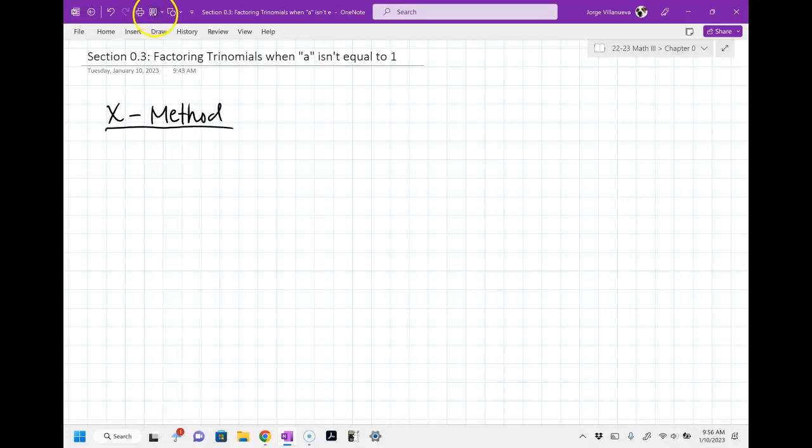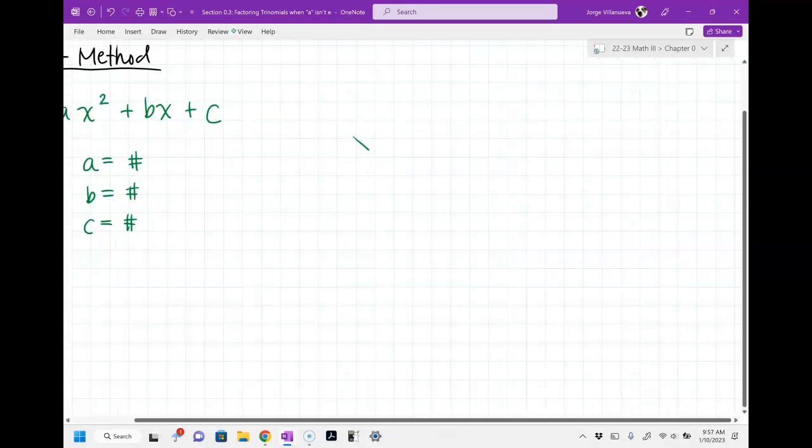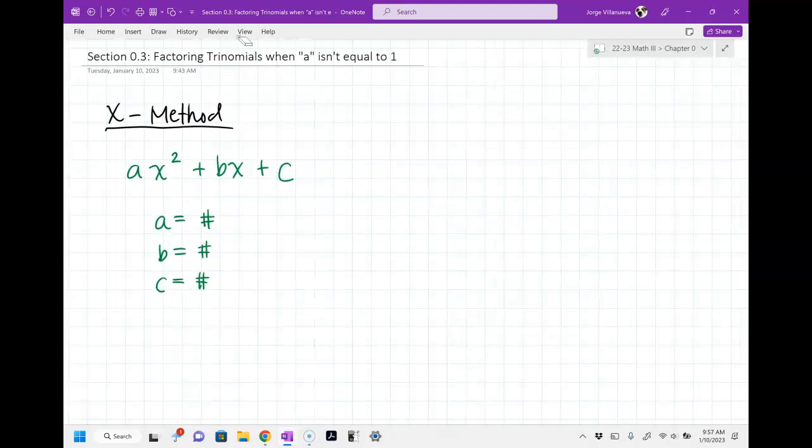You're going to be given a function that looks something similar to this, where a, b, and c are numbers, right? So a is equal to some number, b is equal to some number, and c is equal to some number. Those are called your coefficients. Now, if you're going to factor something like this, you're going to write out a big X here.